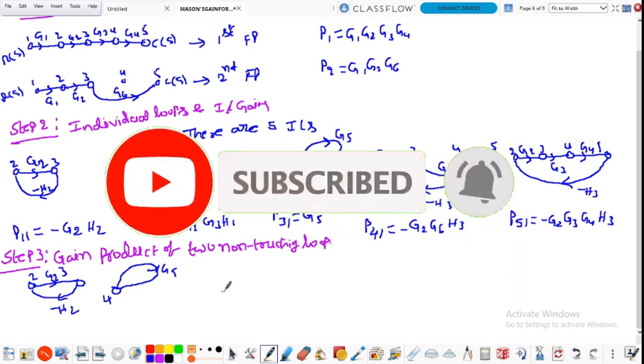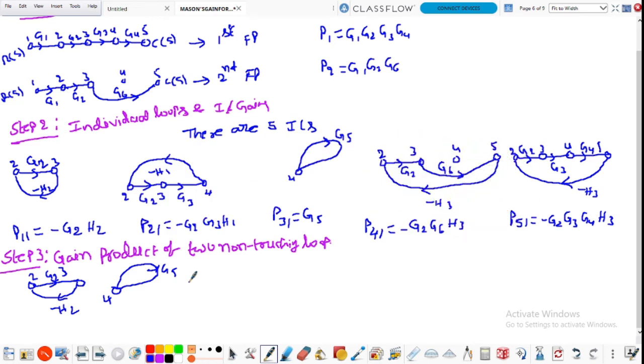Because of that, this is the first combination of two non-touching loops, and the second combination of two non-touching loops. These two loops have common nodes, this loop and this loop.